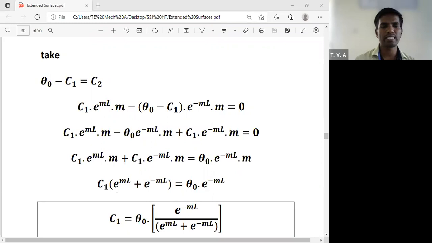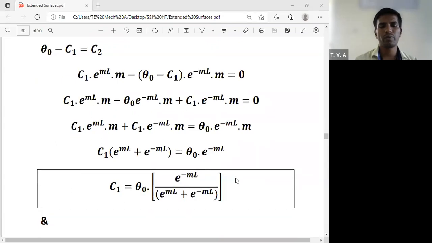So take the C1 as common. So what is the remaining equation? E raised to ml plus e raised to minus ml is equal to theta 0 into e raised to minus ml. Okay, m is common on both sides, so therefore m will be cancelled. So what is the remaining equation? C1 is equal to theta 0 into e raised to minus ml upon e raised to ml plus e raised to minus ml.